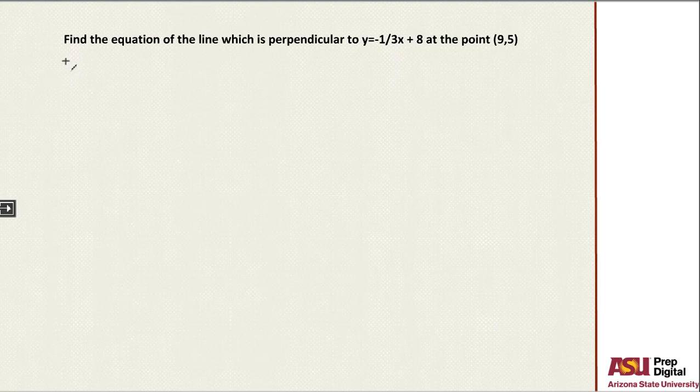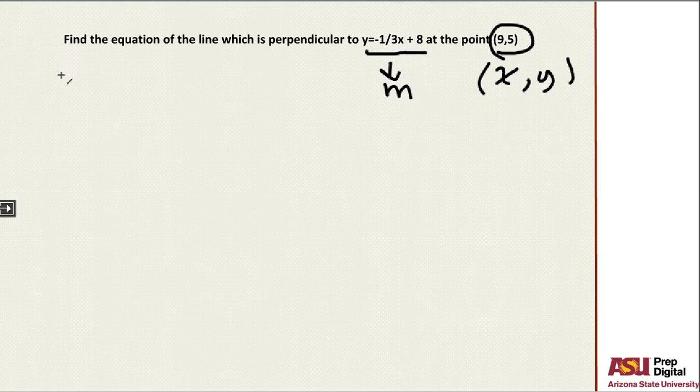We're going to find the equation of a line which is perpendicular to this line and goes through the point (9, 5). Remember, this coordinate point gives us an x and a y to work with. This information right here is going to help us find the m. And remember, we want to find the equation y equals mx plus c.